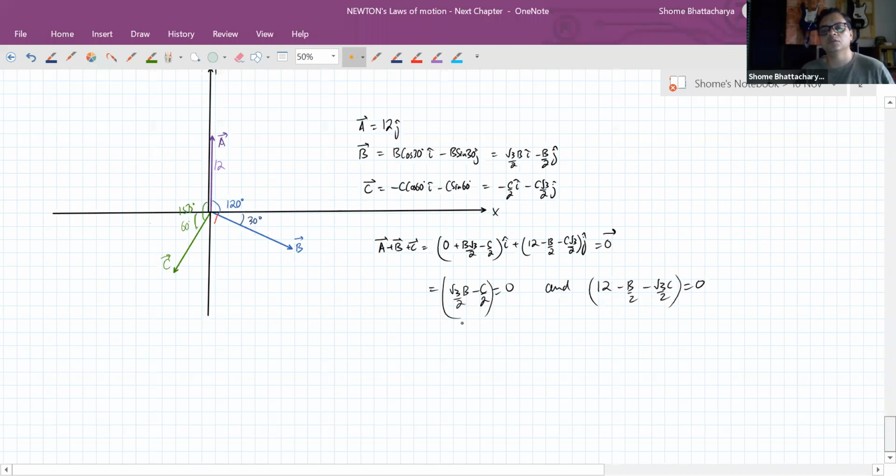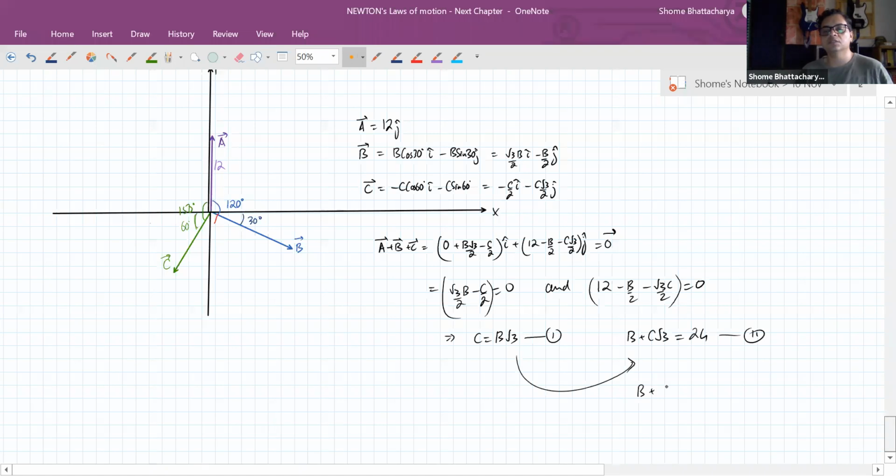Both of them should be 0. So this tells me that C is equal to B root 3. Okay, and so that's my first equation, and this tells me that B plus C root 3 is equal to 24. That's my second equation. So now substitute this here.